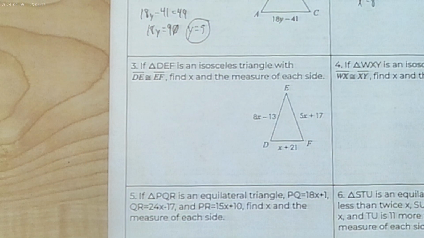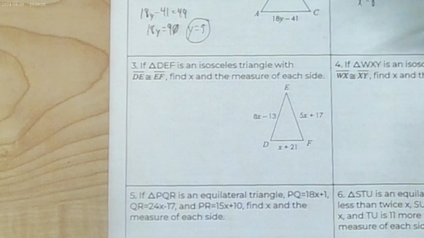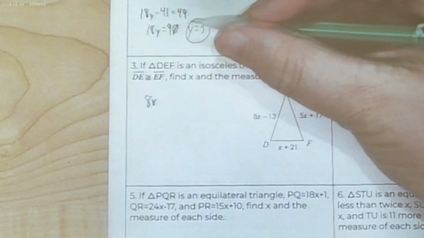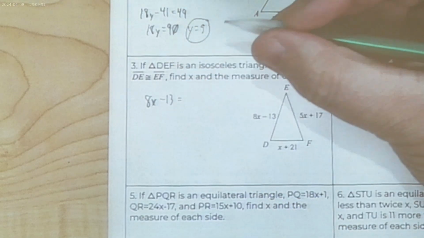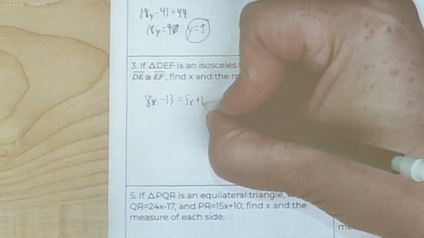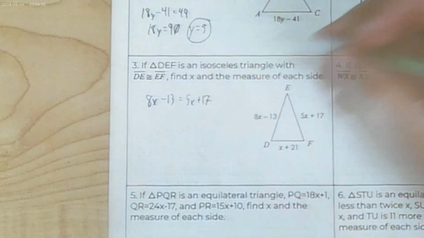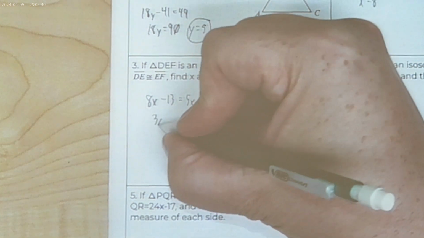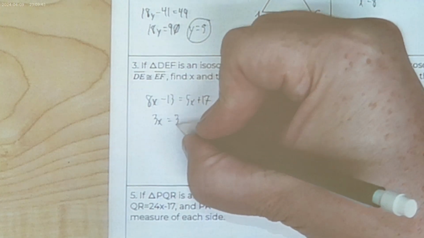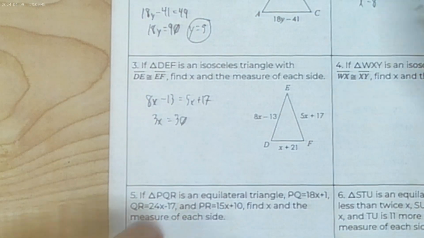All right, let's see. Isosceles triangle with DE equal to EF. Find x and the measure of each side. Again, it's an isosceles triangle, and so the sides are going to be equal to one another. So 8x minus 13 equals 5x plus 17. I'm going to add 13 to both sides and then subtract 5x from both sides. And that gives me 3x equals 30. Yep, x equals 10.